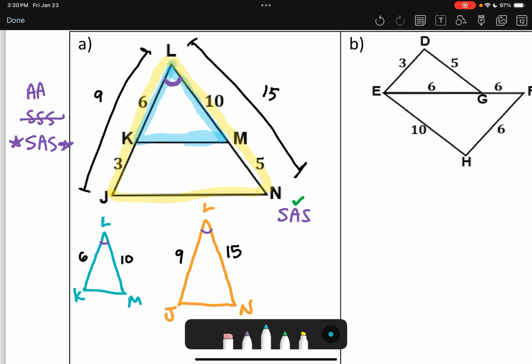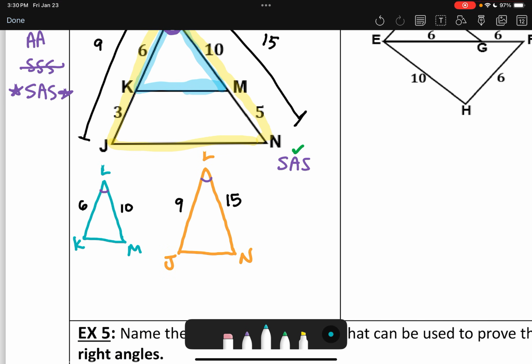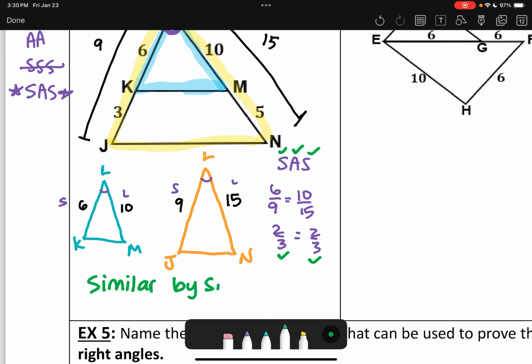Now, if we're going to check the sides, what we're looking at here is, if we're doing our little ratio, we have the smaller side here with the smaller side, the larger one with the larger one. So small over small, we're looking at 6 over 9. It's equal to 10 over 15. And we get 2/3 is equal to 2/3. Those ratios are equal, meaning that the sides are proportional. So we have similarity by SAS.